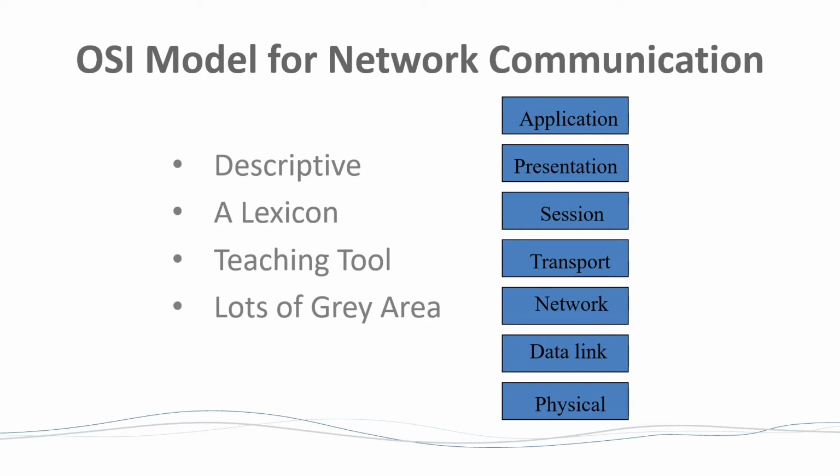There are 7 layers. Taco Bell used to have the 7-layer burrito. When I was learning it, that's how I remembered 7 layers. So application, presentation, session, transport, network, data link, physical. There's an acronym that people use if they want to memorize it: All People Seem To Need Data Processing. And there's one going the other way too: Please Do Not Throw Sausage Pizza Away.